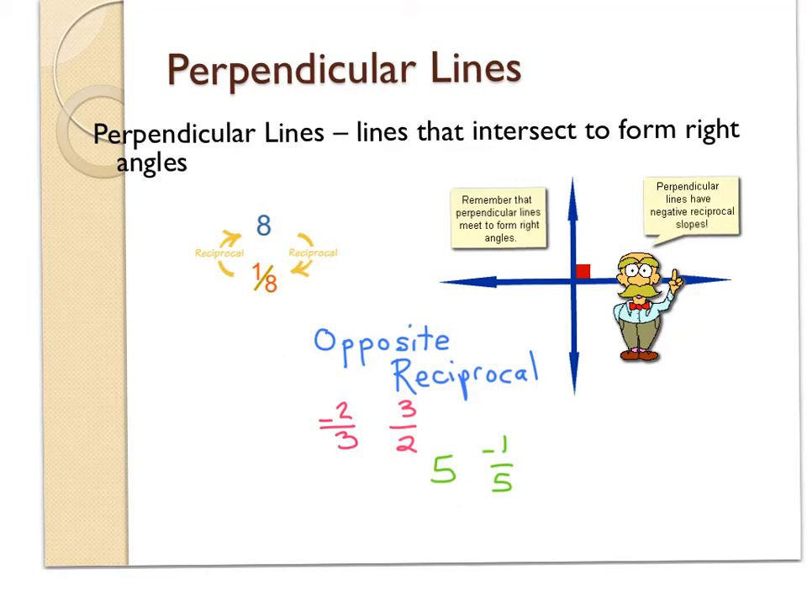Unlike parallel lines, perpendicular lines do cross. They only cross at one point, and they form a special angle. They form a perfect right angle. We can identify perpendicular lines by looking at their slopes.